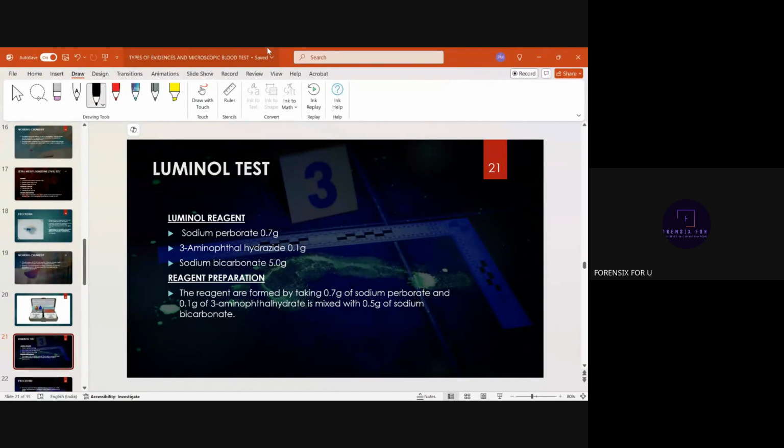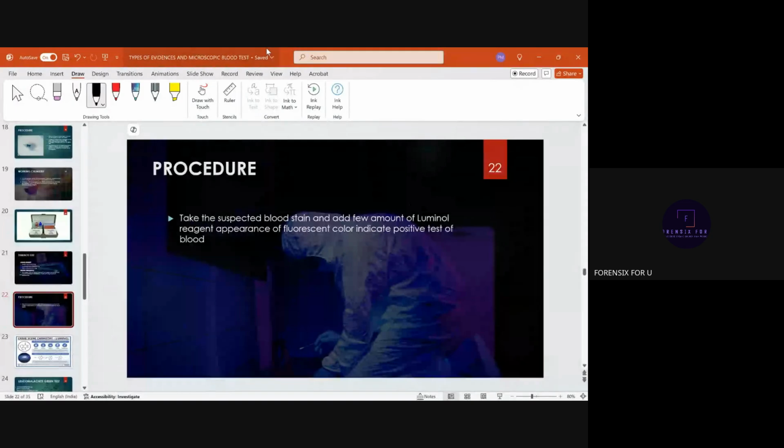The reagent is formed by taking 0.7 gram of sodium perborate and 0.1 gram of 3-amino phthalhydrazide, and mixing them with 5.5 gram of sodium bicarbonate. So this is the luminol reagent. What we do is take a suspected stain and add a small amount of luminol reagent. Appearance of fluorescent color indicates a positive test. You completely darken the area where you feel the blood might be present.